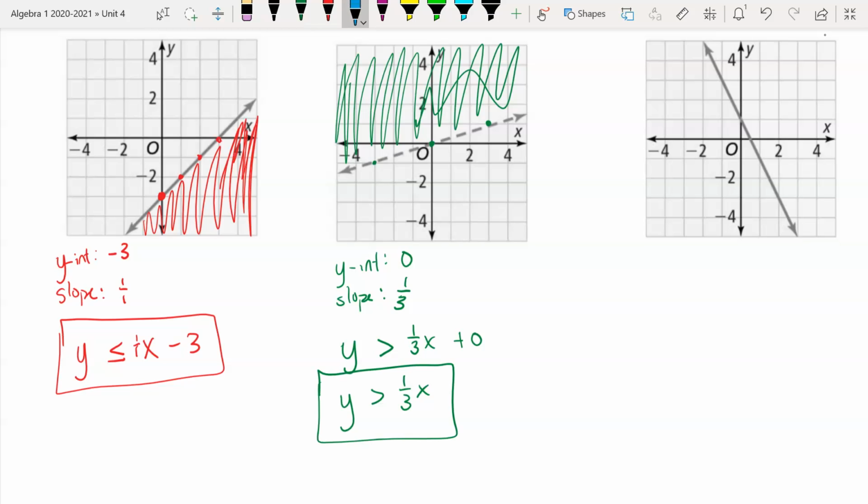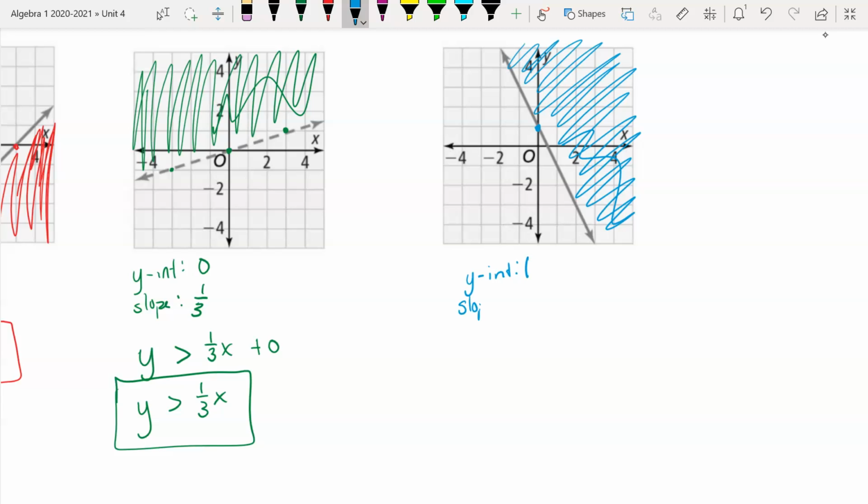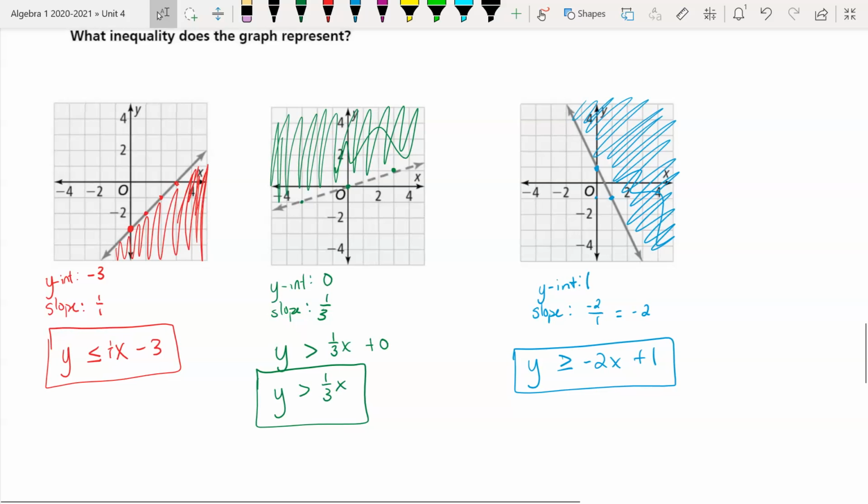All right. Last one. Let's say I shade above again. Notice I start at y-intercept is at 1. My slope would be down 2, right 1. So -2 down 2 over a +1, which equals -2. I'm going to say y greater than or equal to, because it's a solid line, -2x plus 1. And again, these graphs have all the information you need to write them.